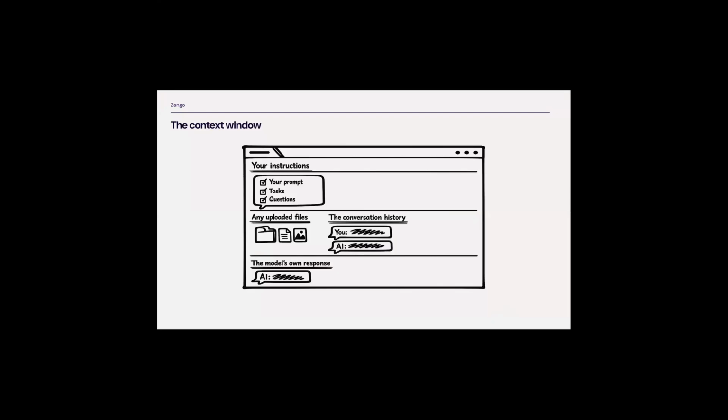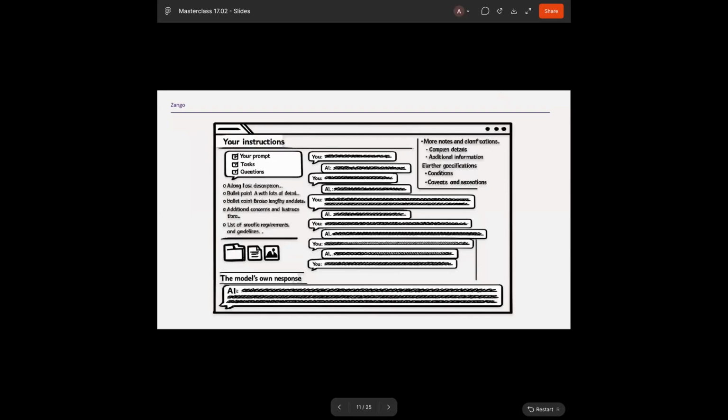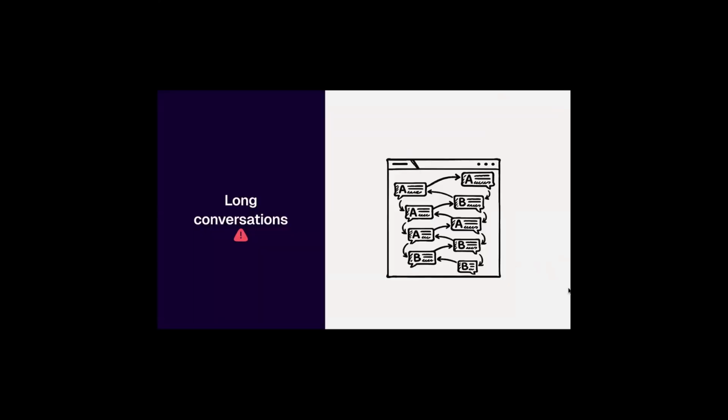And this window includes a ton of data. So what your initial instructions were, any files that you upload, and basically your entire conversation history, including the model's own sometimes very lengthy responses. And things tend to go wrong when this context window starts to run out. And we see this happen all the time in long conversations. So, for example, you ask ChatGPT a super pointed question, and the answer is usually quite good. But then when you add a ton more information, maybe you change the direction a little bit, you upload a file, things start to get quite poor.